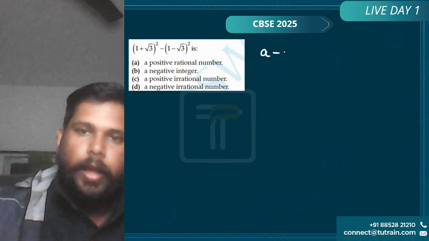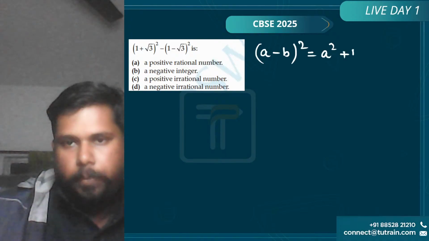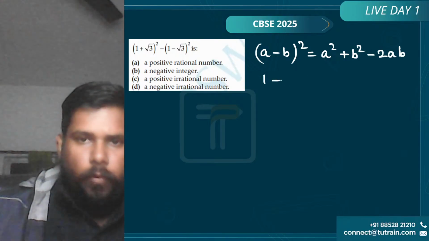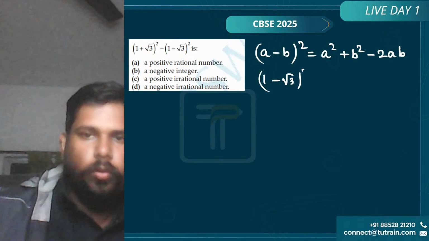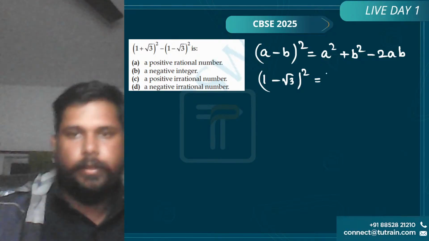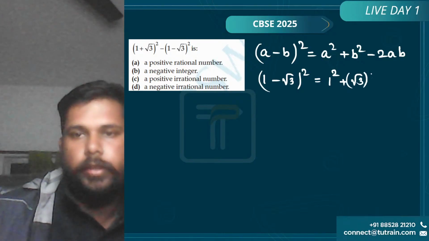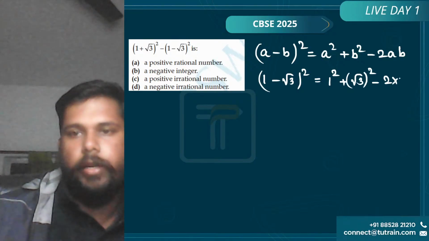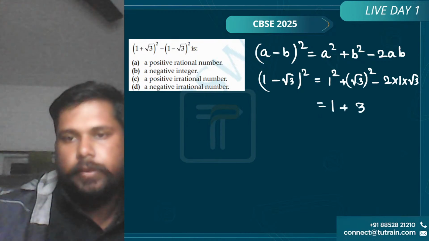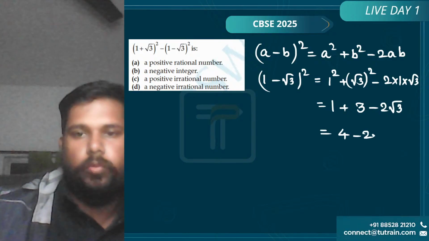So we know a minus b whole square is equals to a square plus b square minus 2ab, right? So here 1 minus square root 3 whole square. In place of a it is 1 and in place of b it's square root 3. So it will be 1 square plus square root 3 whole square minus 2 into 1 into root 3. So it will be 1 plus 3 minus 2 root 3, which is equals to 4 minus 2 root 3.